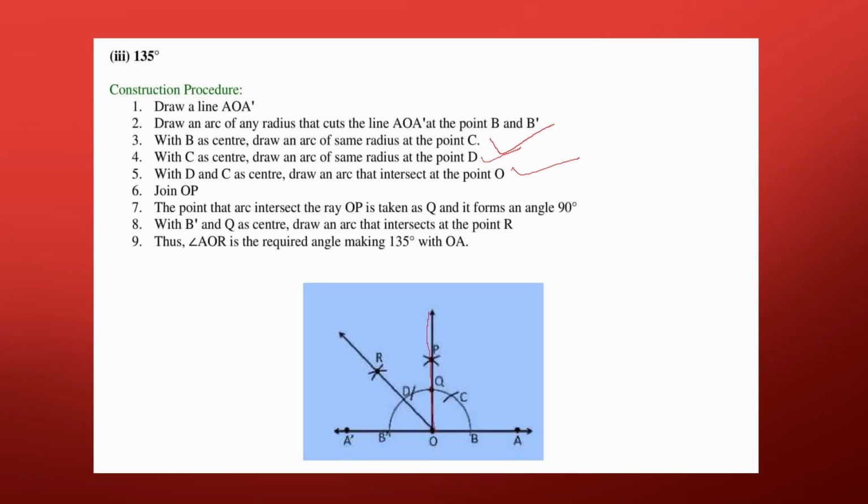Join OP. You see here, join OP. The point where the arc intersects the ray OP is taken as Q. Here we have taken Q. And it forms an angle of 90 degrees. It is a 90 degree angle here. Then with B dash and Q as centers, as shown in the figure, draw arcs that intersect at R. Thus angle AOR is the required angle making 135 degrees with OA.